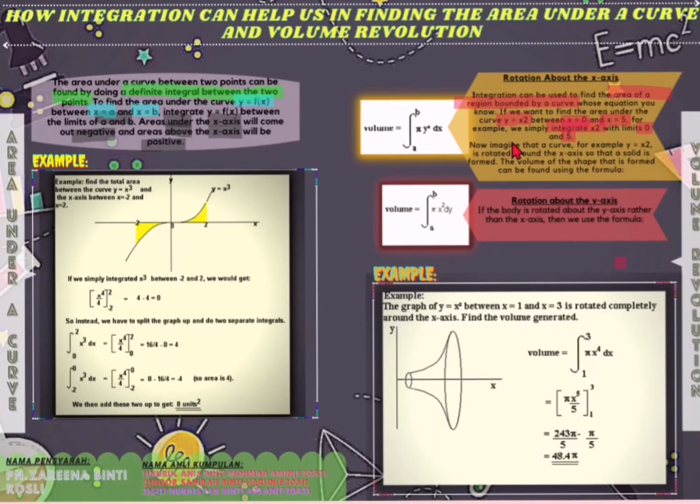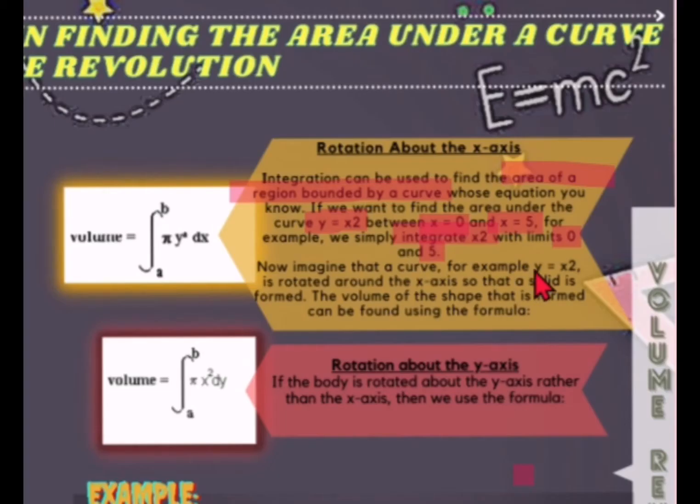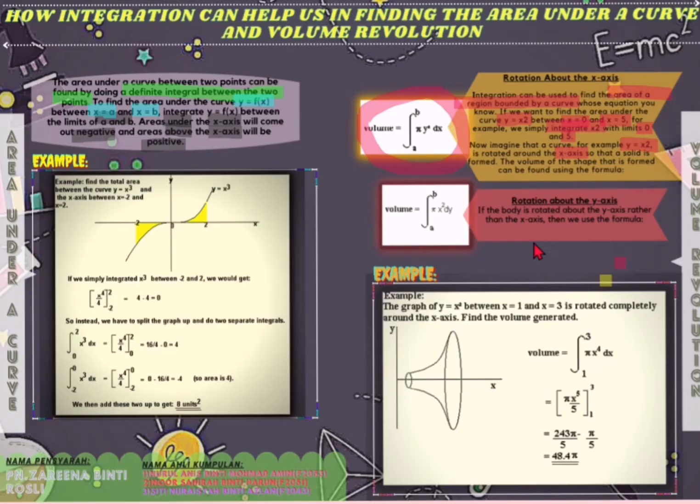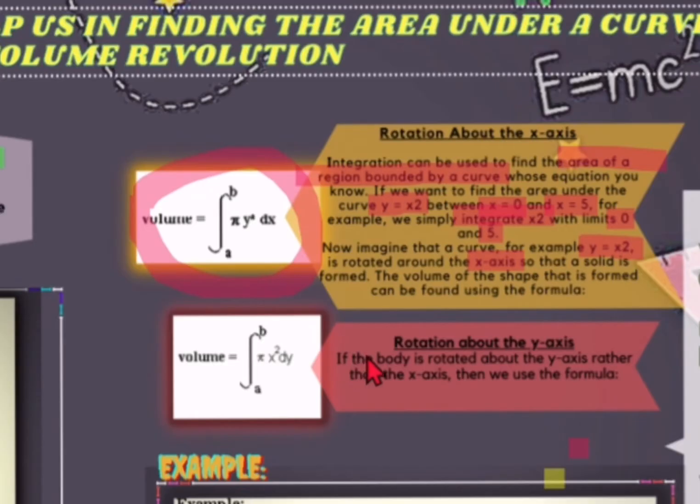Now imagine that a curve, for example y equal x2, is rotated. The volume of the shape that is formed can be found using the formula volume equal integrate from a to b of pi y to the power of 4 dx. Second, rotation about the y-axis. If the body is rotated about the y-axis rather than the x-axis, then we use the formula volume equal integrate from a to b of pi x squared dy.